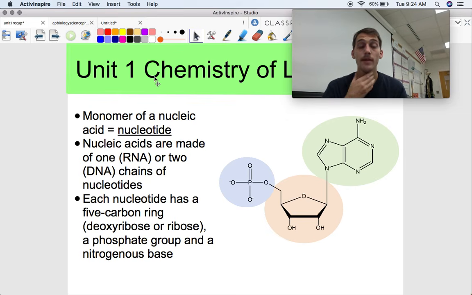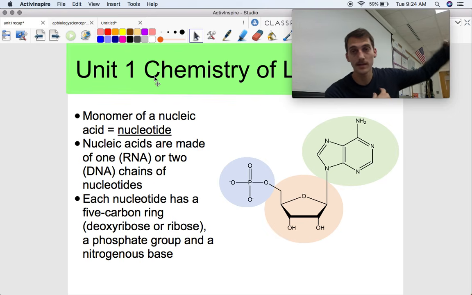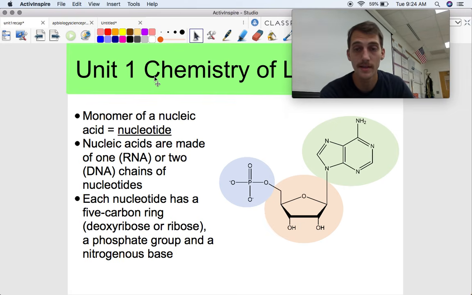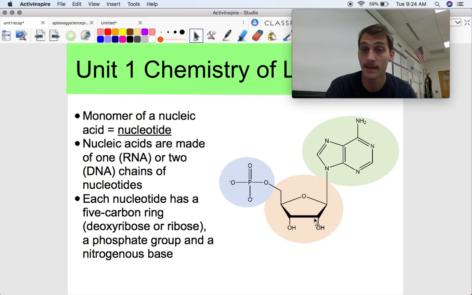Okay, so then moving on to the last monomer, it's called a nucleotide. So a DNA molecule is made up of long chains of what we call nucleotides, and that's the monomer of a nucleic acid. Nucleic acids are made of 1, if it's RNA, or 2 chains of nucleotides, and each nucleotide has the same 3 things. They have a 5-carbon ring that could be deoxyribose or ribose, so it's basically a carbohydrate, right? It's basically a monosaccharide. It has a phosphate group, and it has what's called a nitrogenous base.